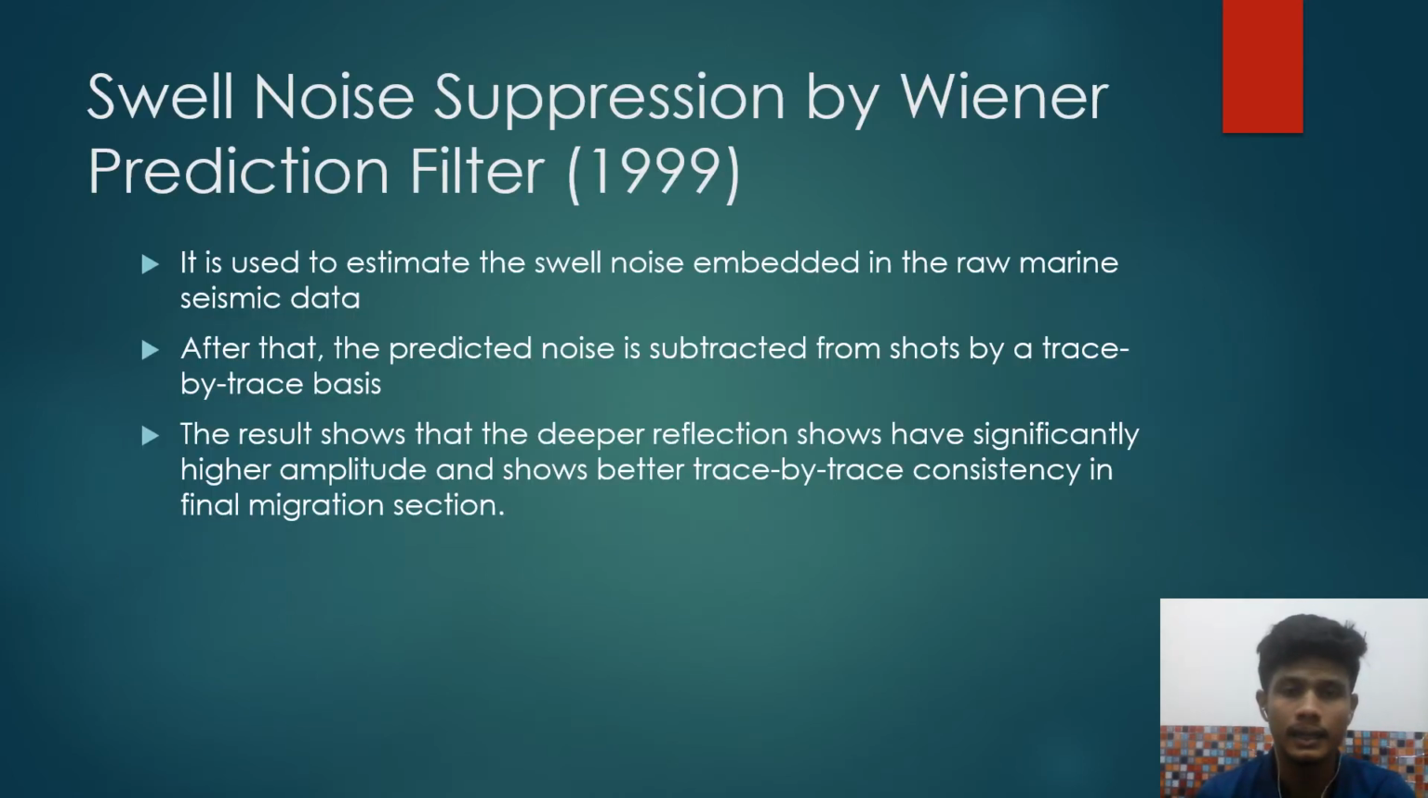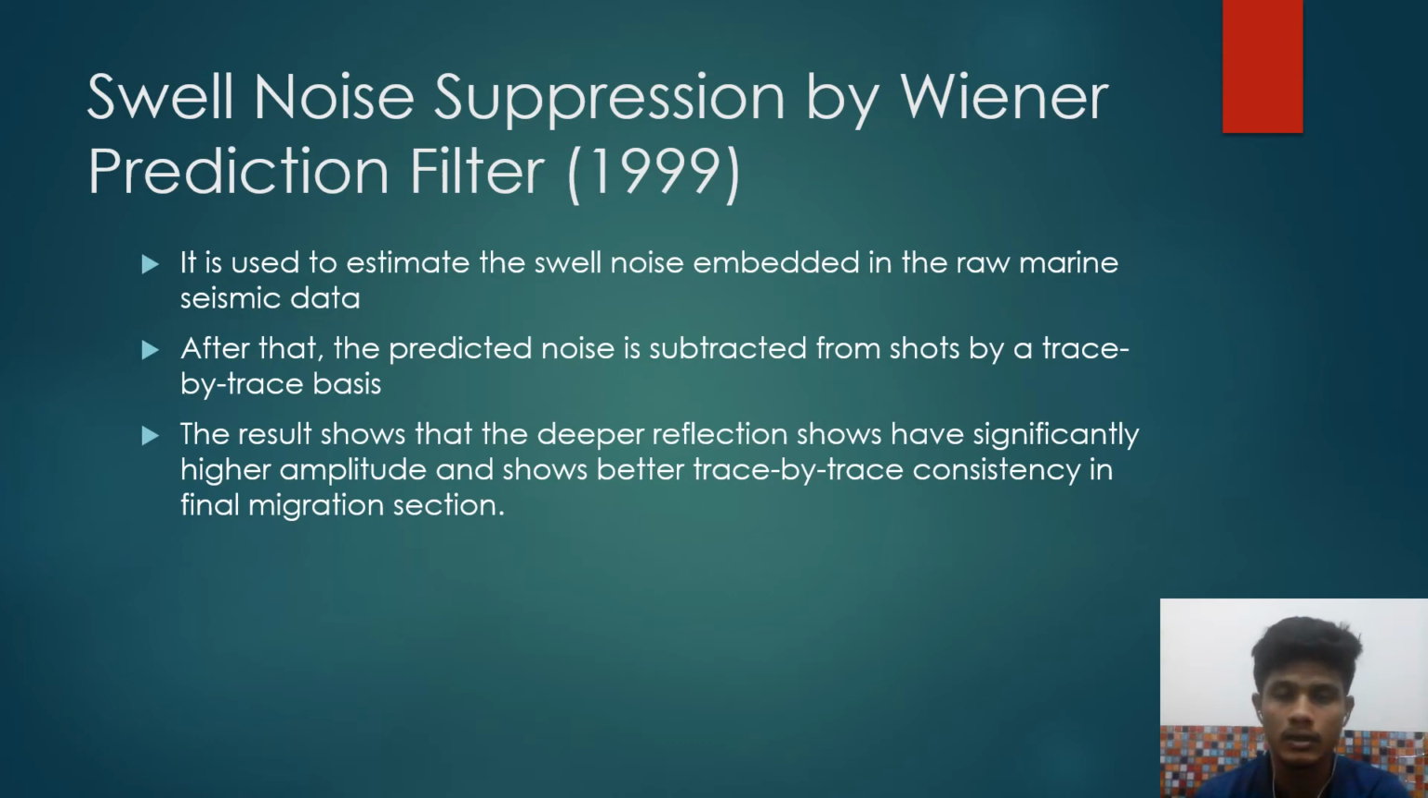In 1999, there were also some researchers who proposed using the Wiener prediction filter in order to suppress the swell noise. This method is basically used to estimate the swell noise embedded in the raw marine seismic data. After that, the predicted noise is subtracted from shots on a trace-by-trace basis, and the result shows that the deeper reflections have significantly higher amplitude and show better trace-by-trace consistency in the final migration.